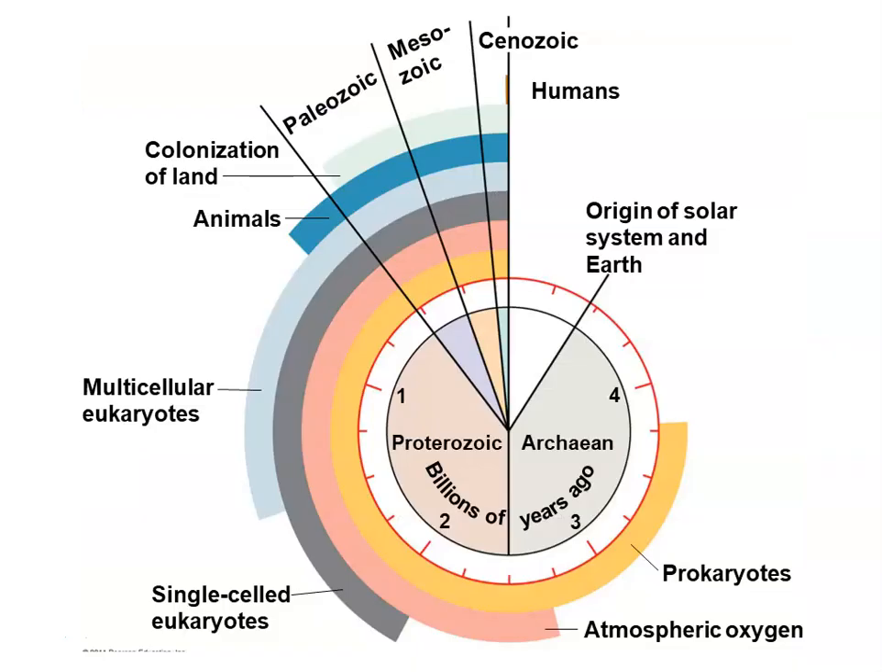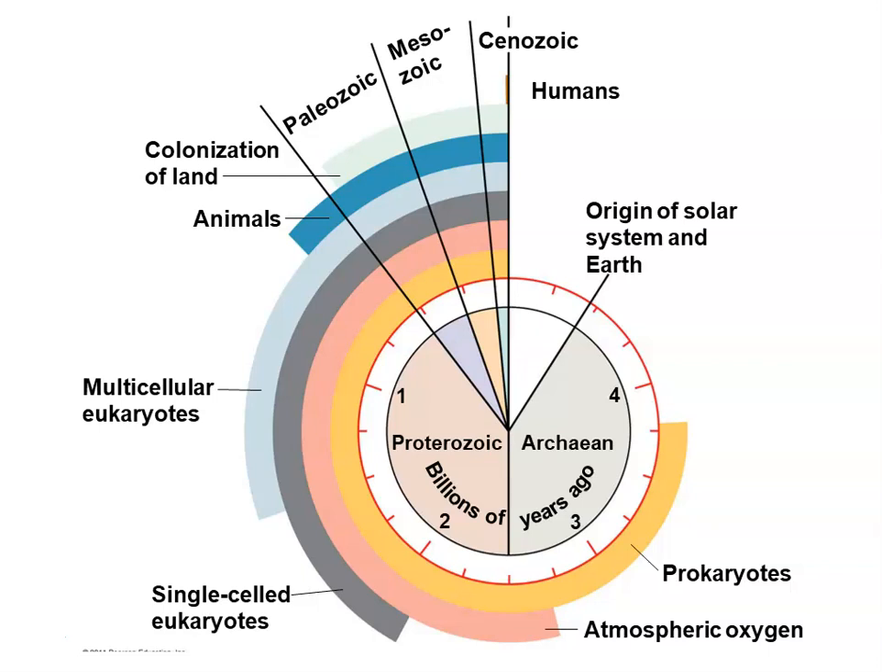So if we look at this in a clock format, you've got the origin of the solar system and Earth just before 2 o'clock. And then you've got your prokaryotes showing up around 3 o'clock, atmospheric oxygen showing up between 5 and 6 o'clock. We start to see those single-celled eukaryotes around 7.